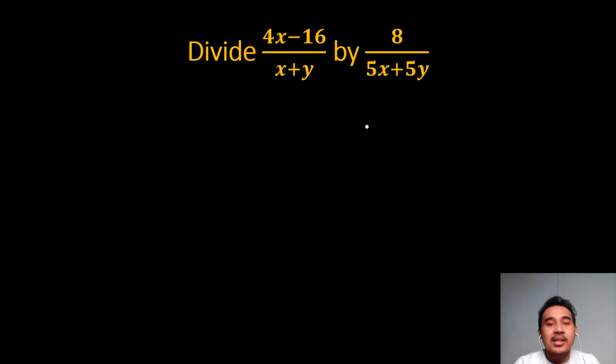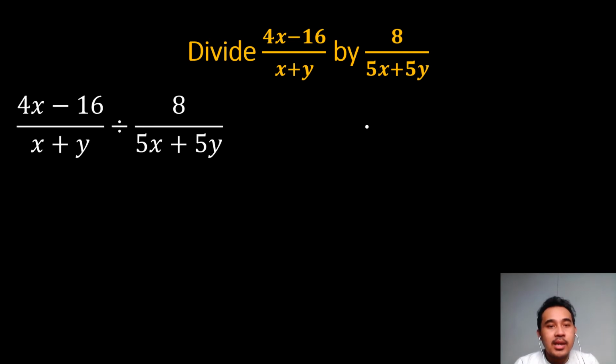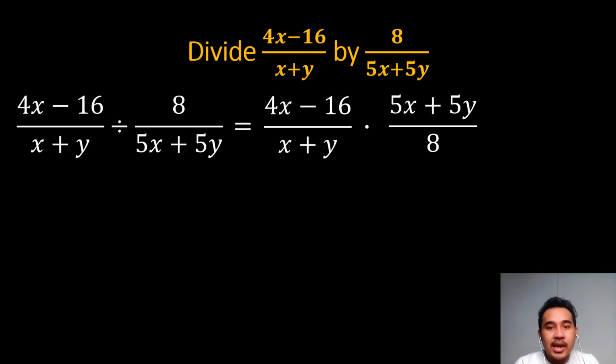Let's have another example: divide 4x minus 16 over x plus y by 8 over 5x plus 5y. We have the given, 4x minus 16 over x plus y divided by 8 over 5x plus 5y. Now, we have the dividend, which is 4x minus 16 over x plus y. And then the reciprocal of 8 over 5x plus 5y would be 5x plus 5y over 8.